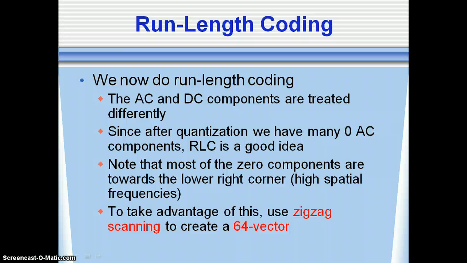Now we look into the run length coding of JPEG. We now do run length coding. AC and DC components are treated differently, since after the quantization we have many zero AC components. RLC is a good idea with respect to AC components. Note that most of the zero components are towards the lower right corner, the high spatial frequencies. To take advantage of this, use zigzag scanning to create a 64-vector for run length coding.